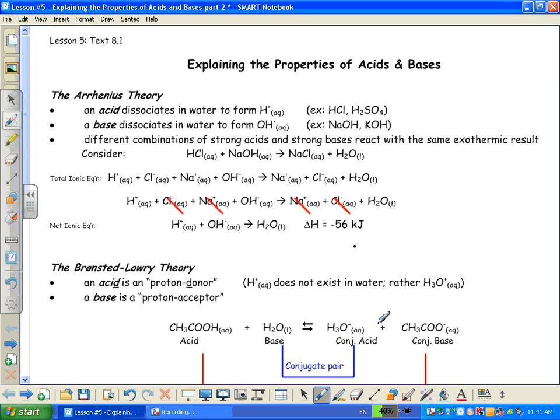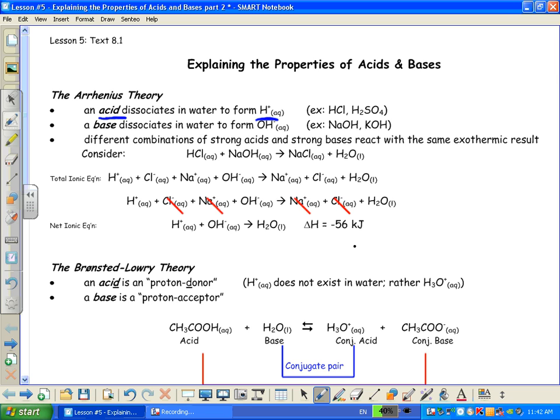Today we're going to look at two different theories, the first theory being the Arrhenius theory. In this theory, it states that an acid dissociates in water. If you don't remember what the word dissociate means, it means it breaks up into its specific ions. So an acid dissociates in water to form hydrogen ions. We're going to underline that because it's pretty important.